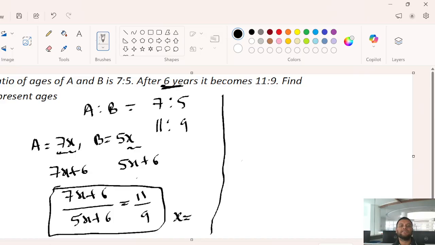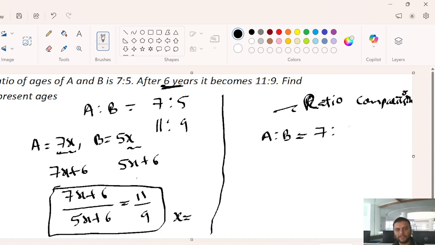I'll teach you one method called the ratio comparison method. That method works as a shortcut, guys. So we are going to learn the ratio comparison method, where we compare the ratios and get the answer. The first ratio given is the ages of A and B in the ratio 7 is to 5, guys. After 6 years the ratio becomes 11 is to 9.